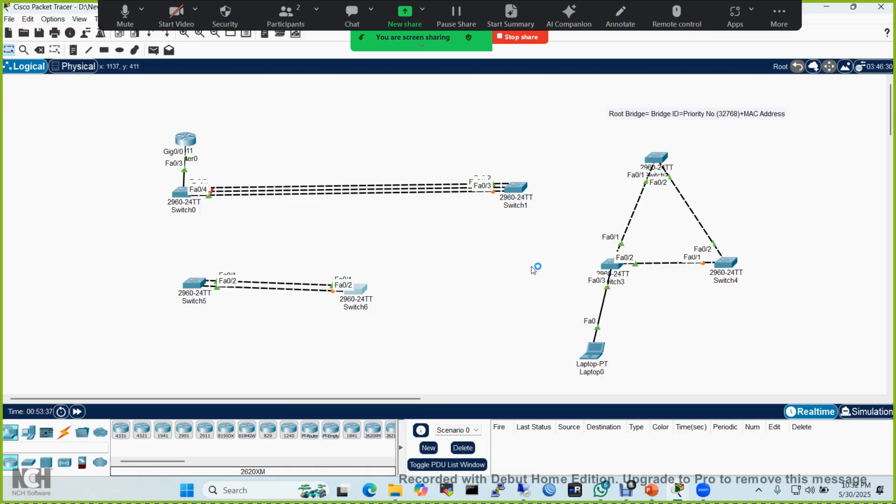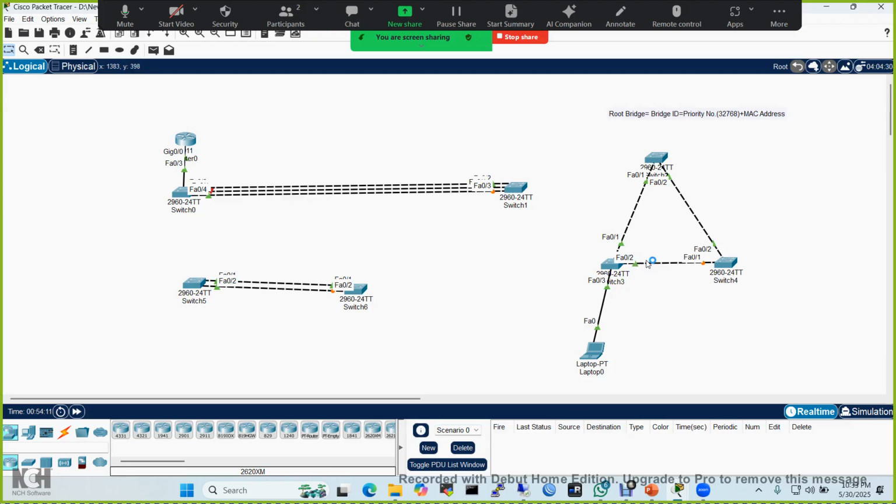For this network, in the case of this switch, these two ports are designated. For this switch, this port F0/2 is root, and this port is non-designated. And in this switch there is a different thing I have not said yet. These ports are all roots, this port is root, and this port is designated, I think.